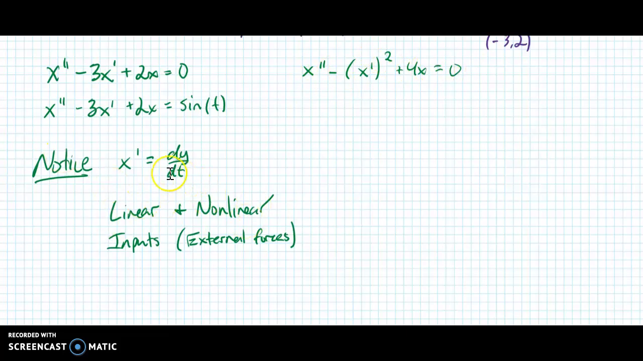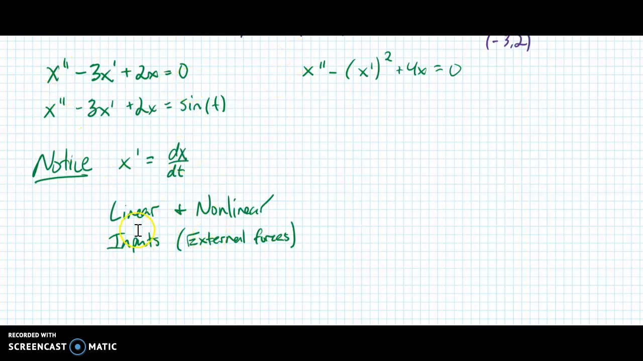A couple things that I want to point out. First, x prime is now fixed. It's not dy dt. x prime is dx dt, the rate of change of x with respect to time. We can have linear and nonlinear. Can you tell which ones here are linear and which ones are nonlinear? This one's linear, this one's linear, this one's nonlinear because the x prime is squared. And then I can have inputs or external forces. So this sine of t is an input for this equation.